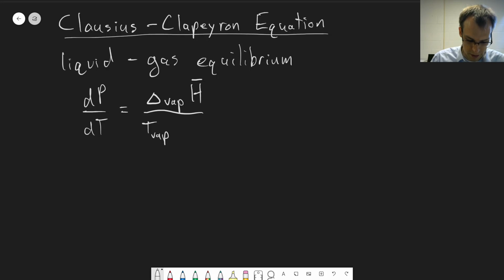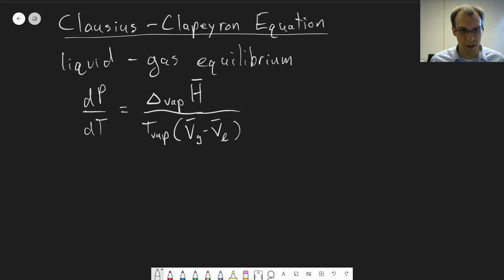So we'll look at the enthalpy of vaporization. We could write this in terms of entropy, but generally we think about things in terms of enthalpy. And then we have the change in the molar volume of gas versus liquid, right? So the delta V bar. Now there's an assumption we can make to simplify this expression.